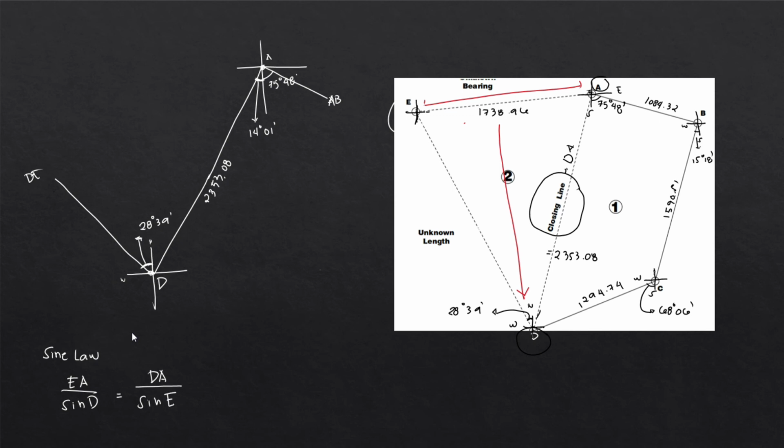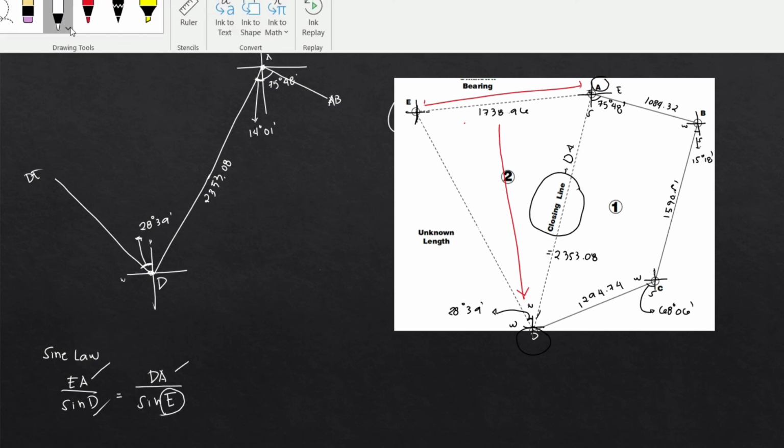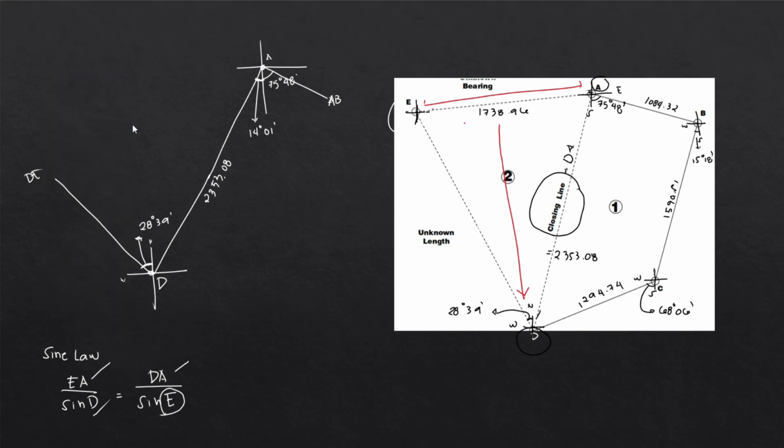So, pwede natin to gamitin. EA, given yung length ng EA, okay? Yung angle D, pwede nating makuha yan. DE, given, ang makukuha natin dito is yung angle E. Etong part na to. Etong angle na to. Angle E. Ang makukuha natin. Okay.